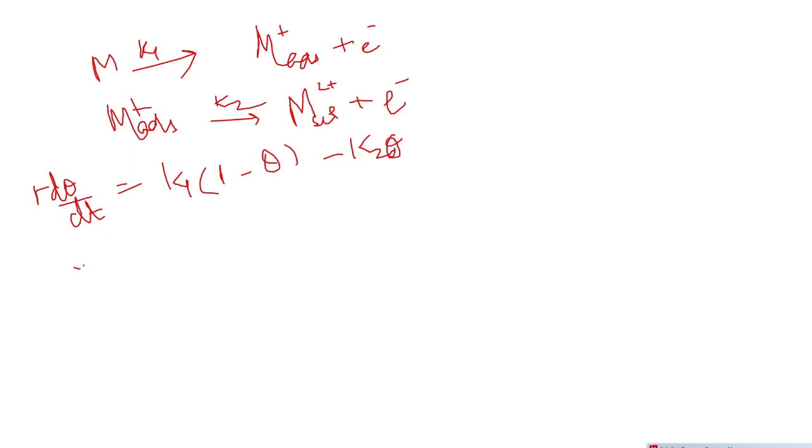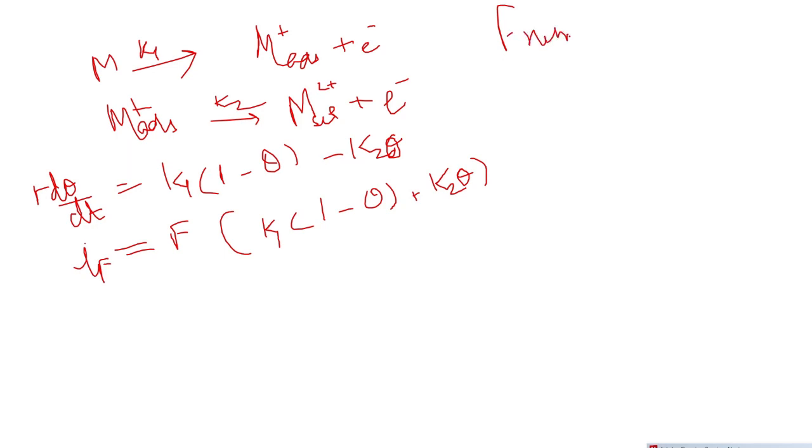Okay, now if you are writing the current, it is only a single electron, so I equals N F into the rate of the reaction. The rate of the reaction is K1, sorry, K1 into 1 minus theta plus K2 theta. Okay, now when it comes to Frumkin, K is also a function of theta.